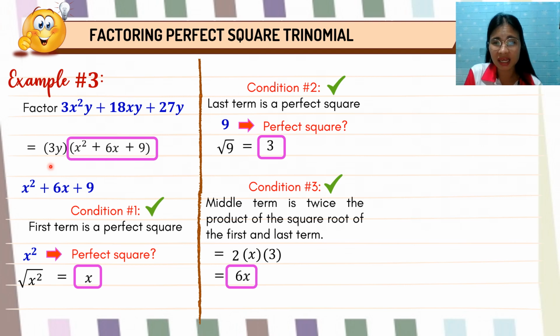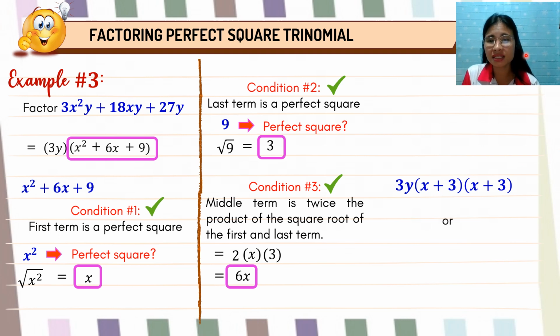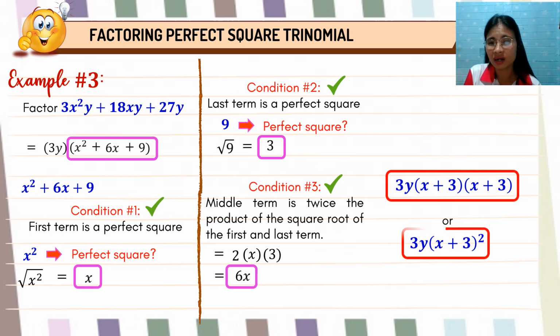And since 6x is the middle term of our trinomial here, and the three conditions are satisfied, meaning it is a perfect square trinomial. So the factor of 3x squared y plus 18xy plus 27y is equal to the common monomial, that is 3y, and the factor of x squared plus 6x plus 9, which is x plus 3 times x plus 3, or that is 3y times the square of x plus 3.